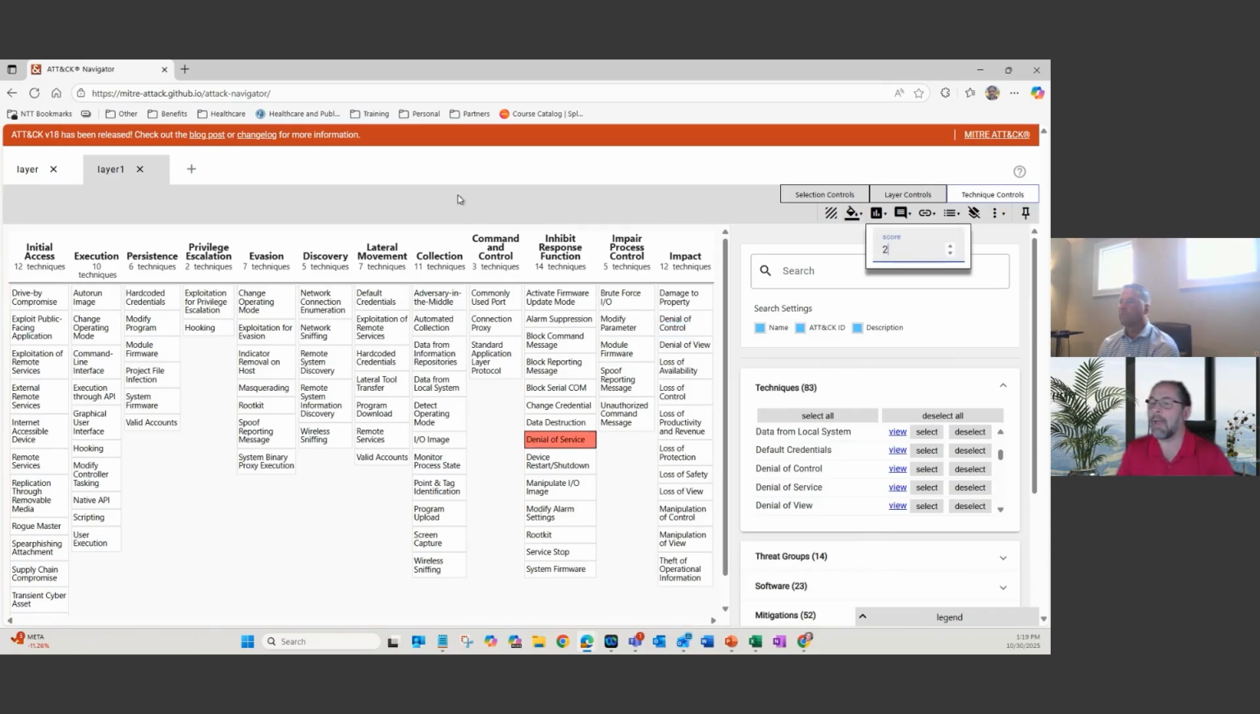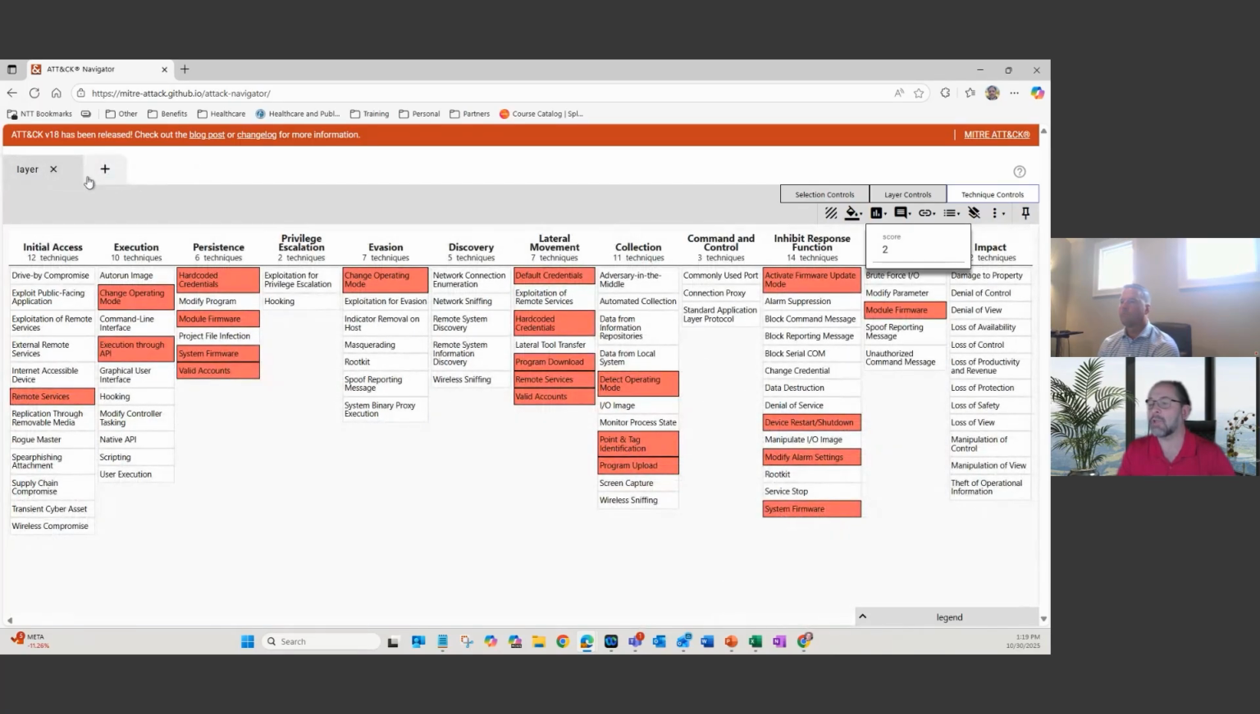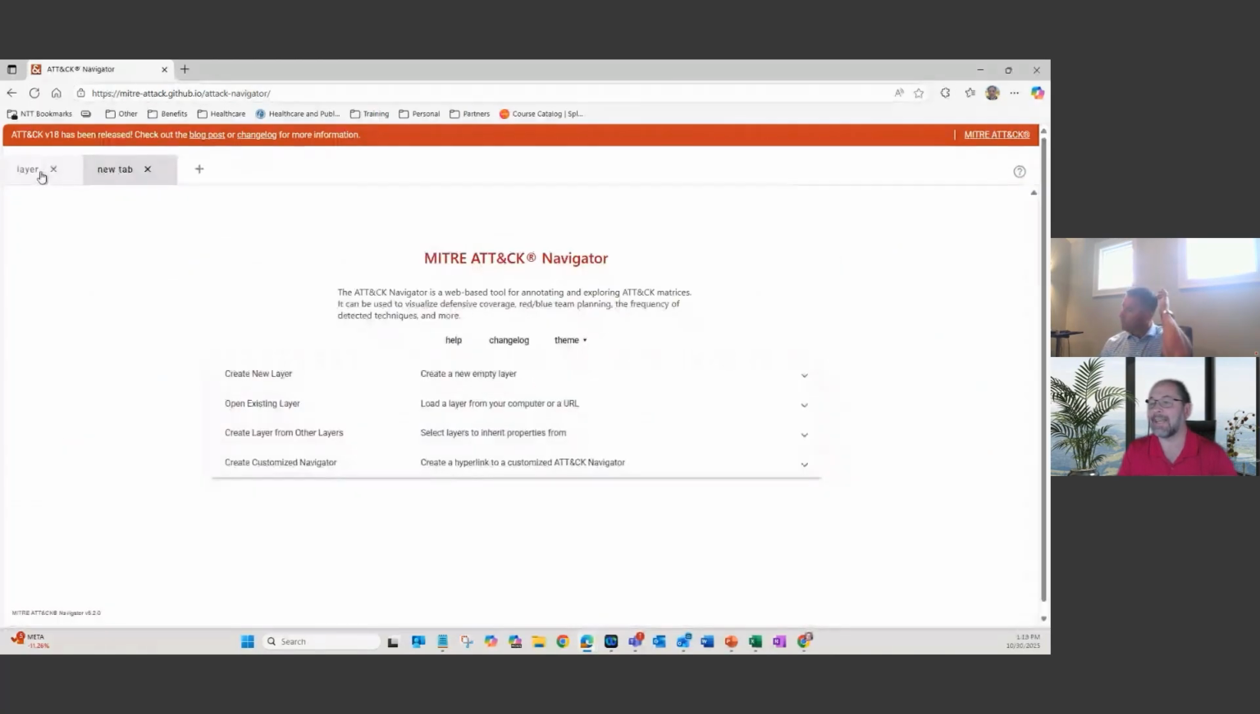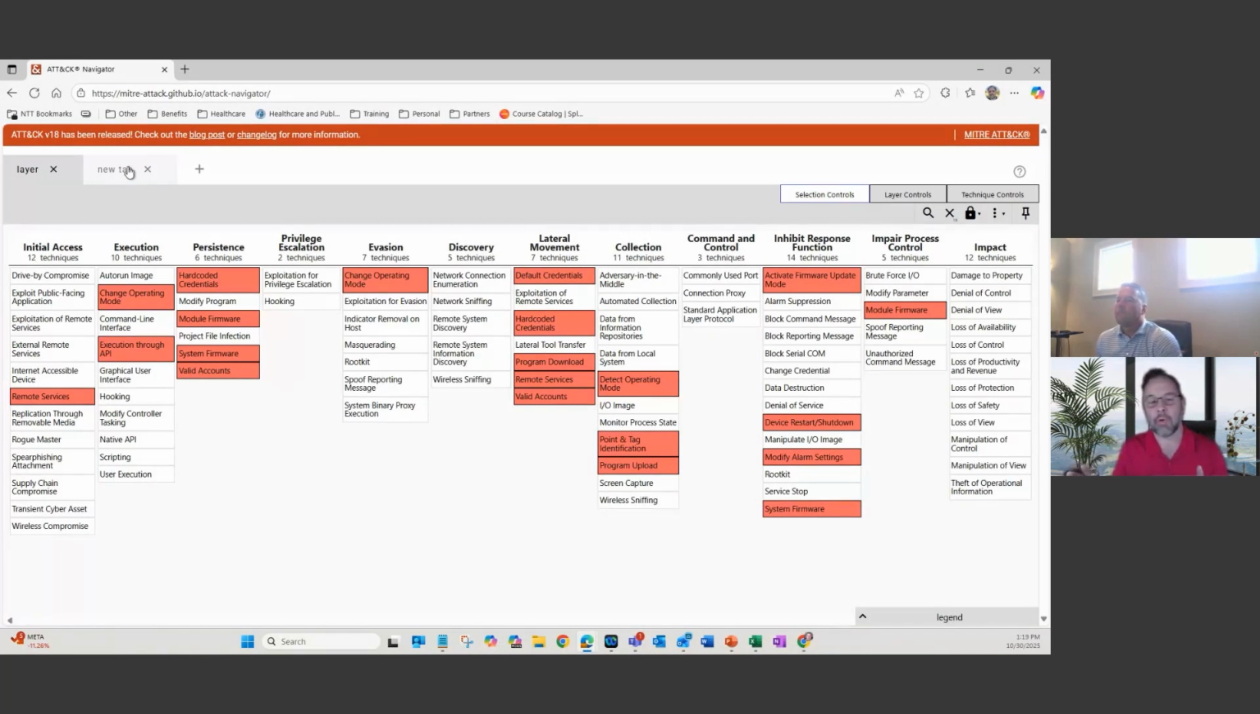So the idea is that now I have these 2 layers, and I can add those 2 layers together. Again, I'm going too fast because I didn't save it properly. But the idea is that I can look at all of the controls that I have, and then add those scores together to find out which attack techniques my controls are properly mitigating and which ones they are not. So some really cool stuff you can do.